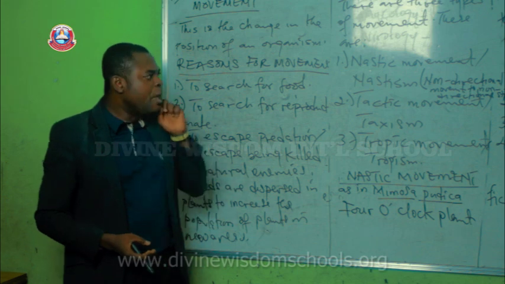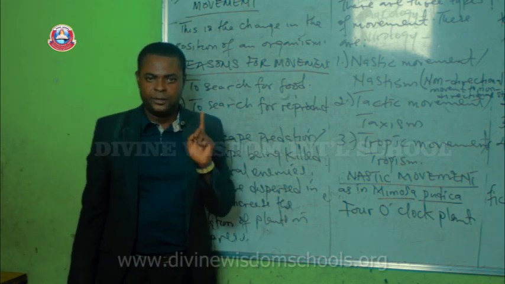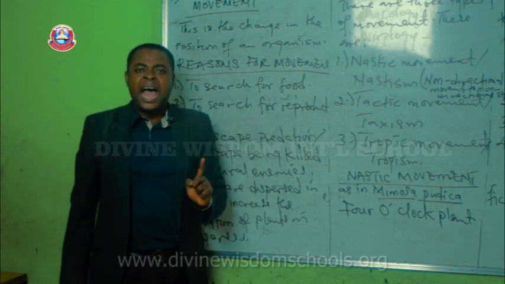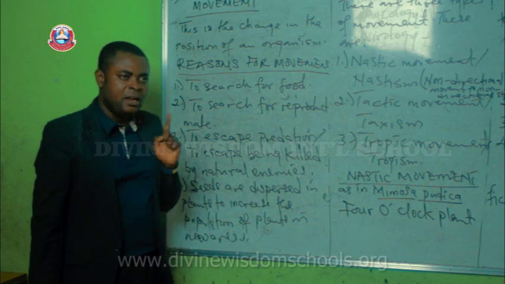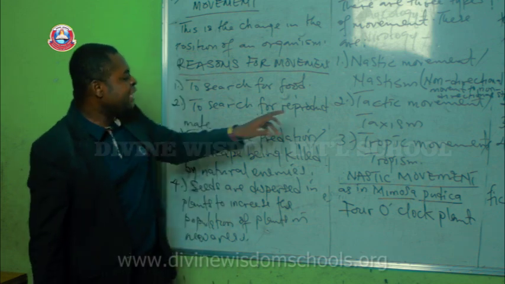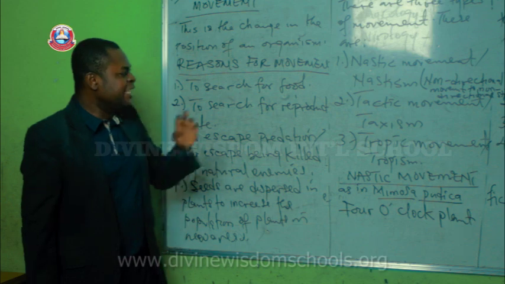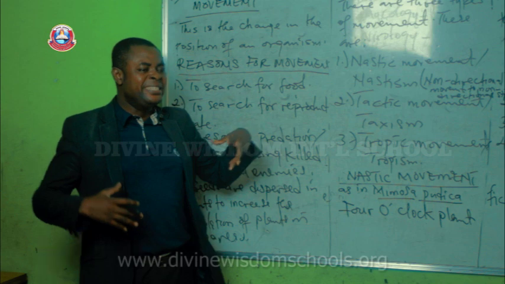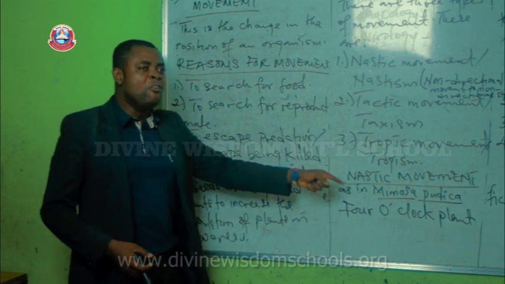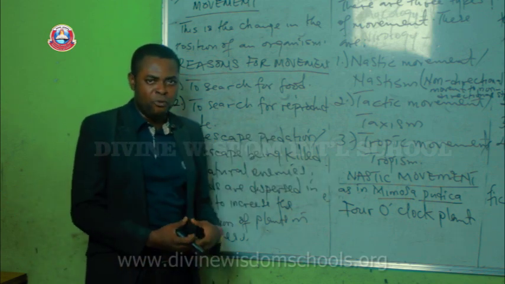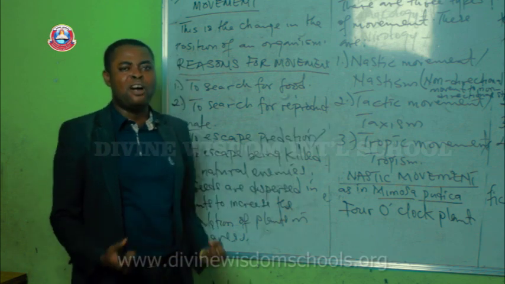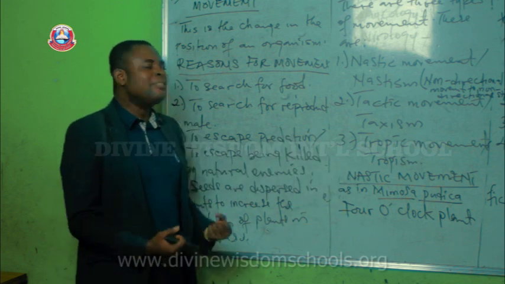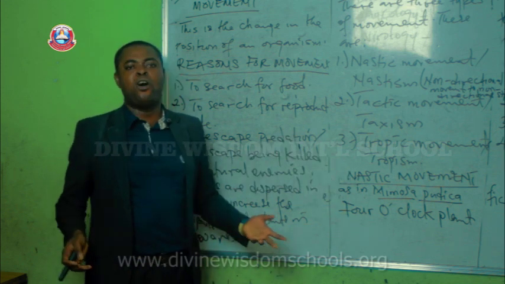Now take note of this. In nastic movement, only part of the body of the organism is moved, and that movement is a non-directional movement in response to a non-directional stimulus. But in the case of tactic movement, or taxism, nastic is non-directional while tactic is directional movement. In nastic movement, only part of the body of the plant is moved, but in tactic movement, the whole body of the organism is moved. Nastic movement only involves plants. Tactic movement can involve plants, animals, any kind of organism.